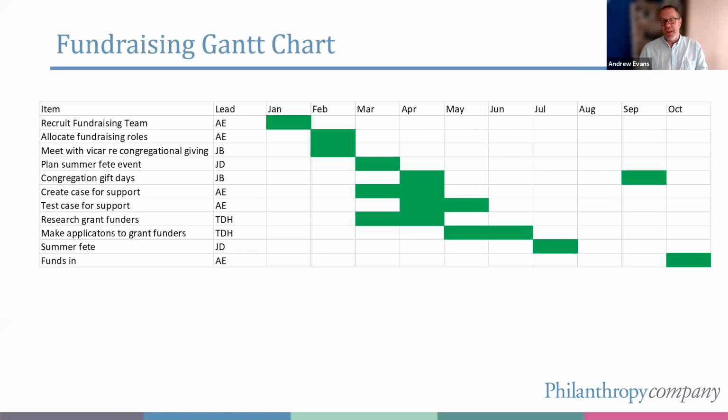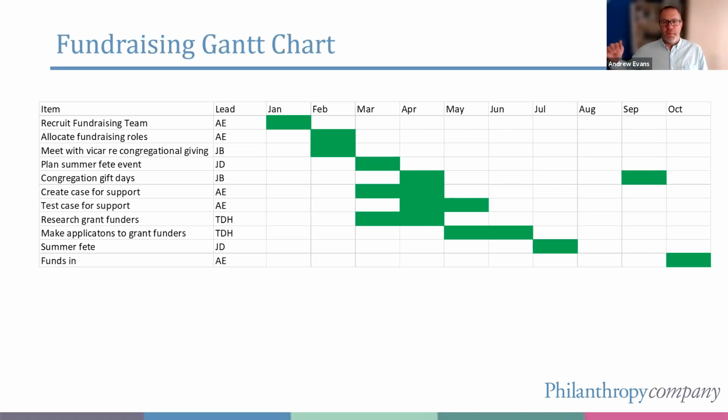So basically, just up and down the left-hand side, what are the things we need to do? Recruit the fundraising team, allocate the roles, meet with the vicar about congregational giving, plan an event, congregation gift days, case for support, and so on. Each item should have a lead person, and you put their initials there. So in this fictional example, I'm leading on recruiting the fundraising team. Joe Bloggs is meeting the vicar about congregational giving. Tom, Dick and Harry are researching grant funders, and so on.